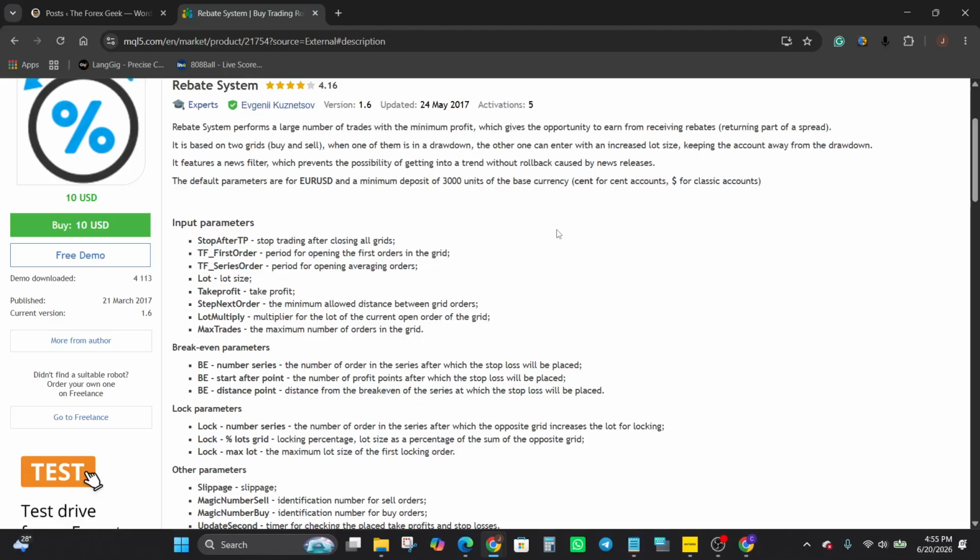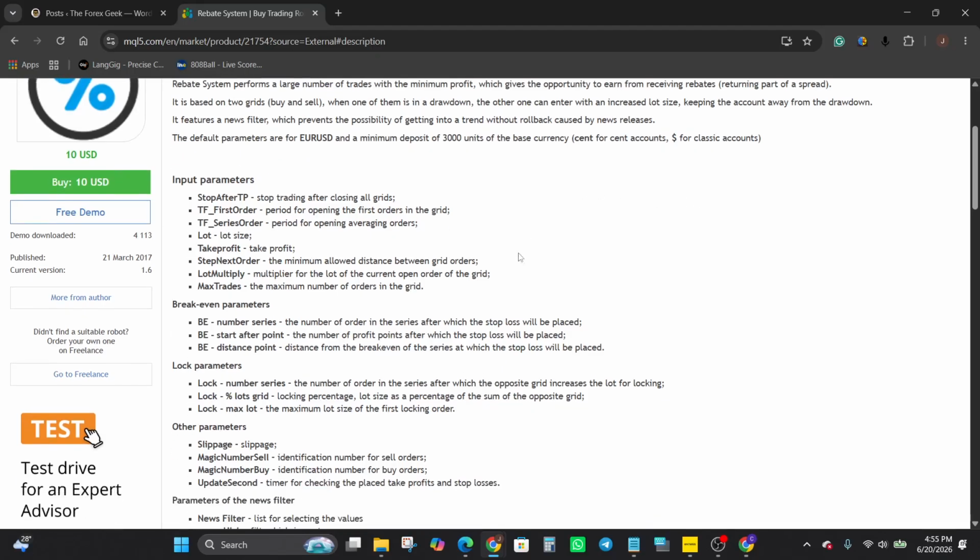The recommended default setup is for EURUSD, and the developer notes a minimum deposit of 3,000 units of the base currency. All right, 3,000 units of the account's base currency. So that's going to be 3,000 cents if it is a cent account, so maybe $3,000 if it's a dollar account, 3,000 pounds if it's a pounds account, right?